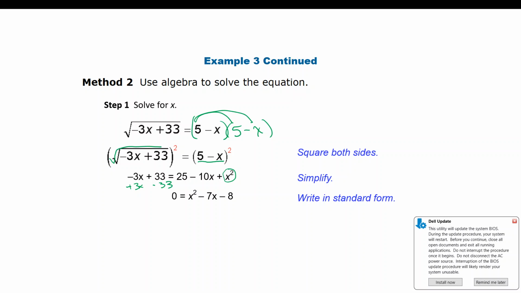Now that I have it in standard form, I can come up with 2 numbers that multiply together to get negative 8, add together to get negative 7. And I know that's going to be negative 8 times positive 1. All right, and let me get rid of that negative sign there. All right, and so your actual problem is x minus 8, x plus 1.